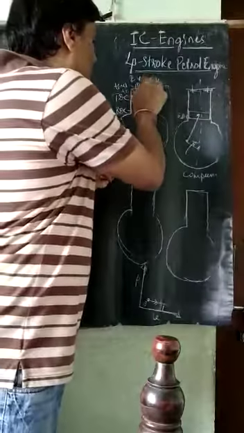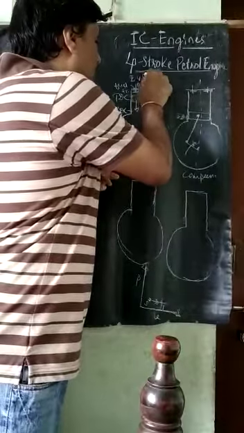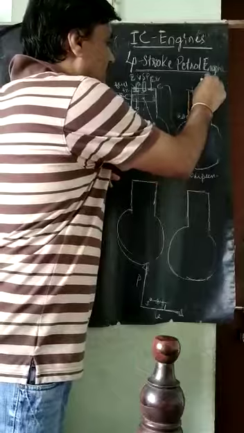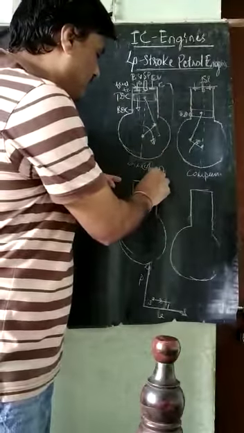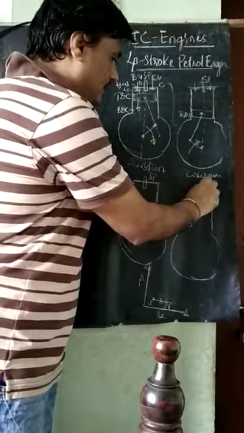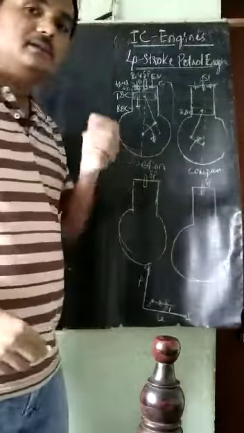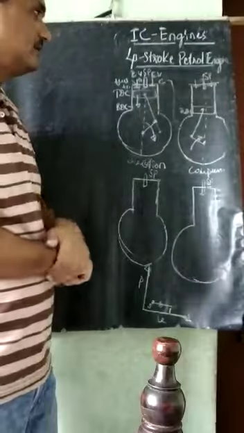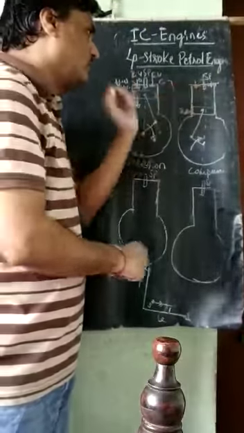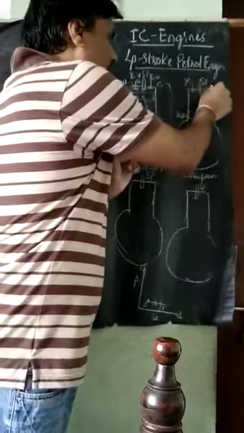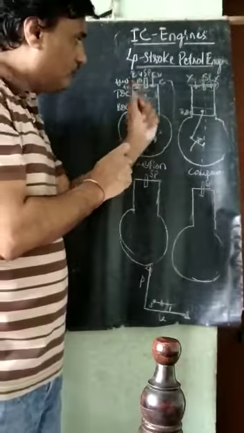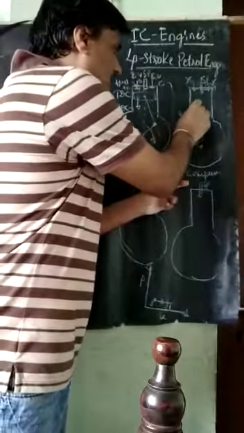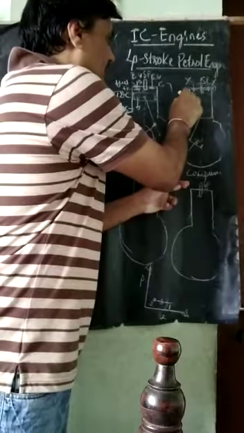In between these two, there will be the spark plug, SP. In all cases there will be a spark plug. In the case of the petrol engine, there will be a spark plug here. Both the valves are closed, this one and this one. Then the piston will start moving from bottom dead center to top dead center, TDC.